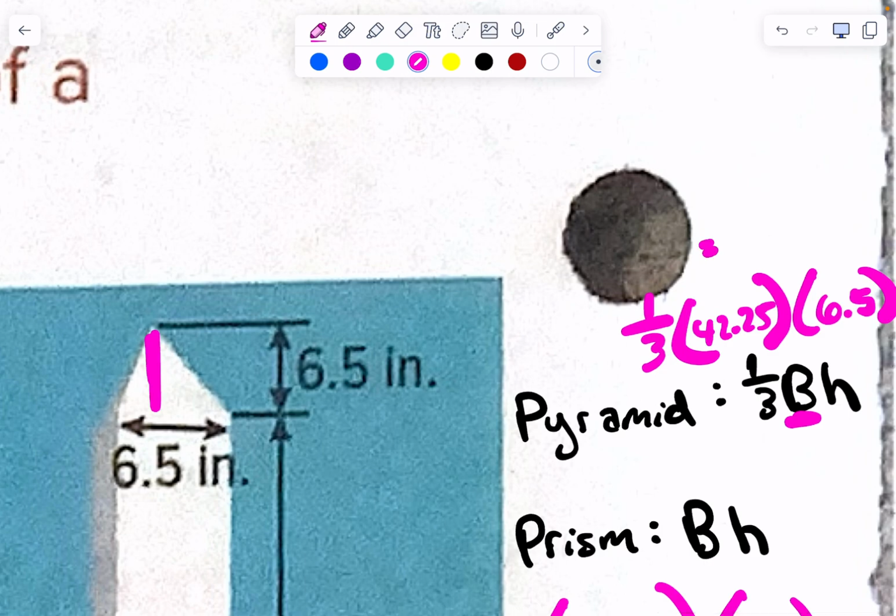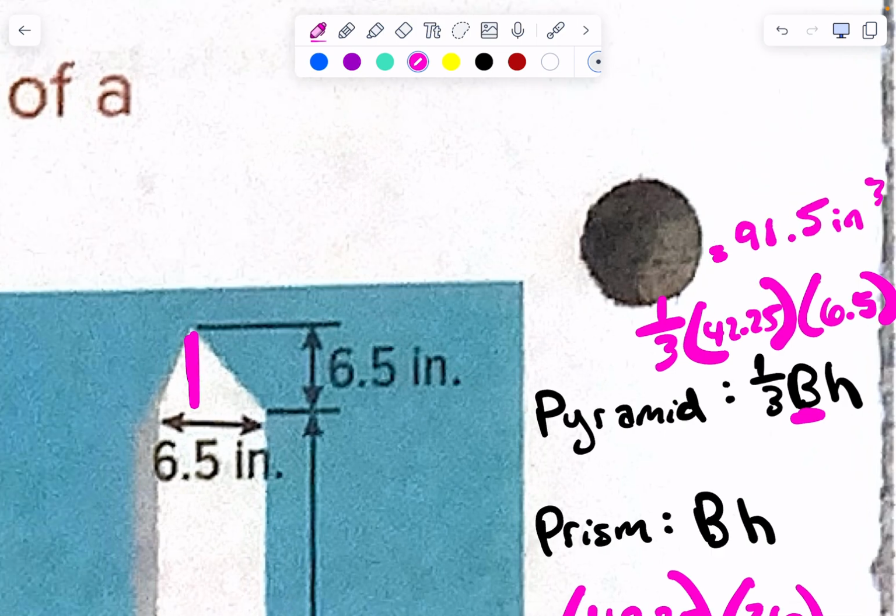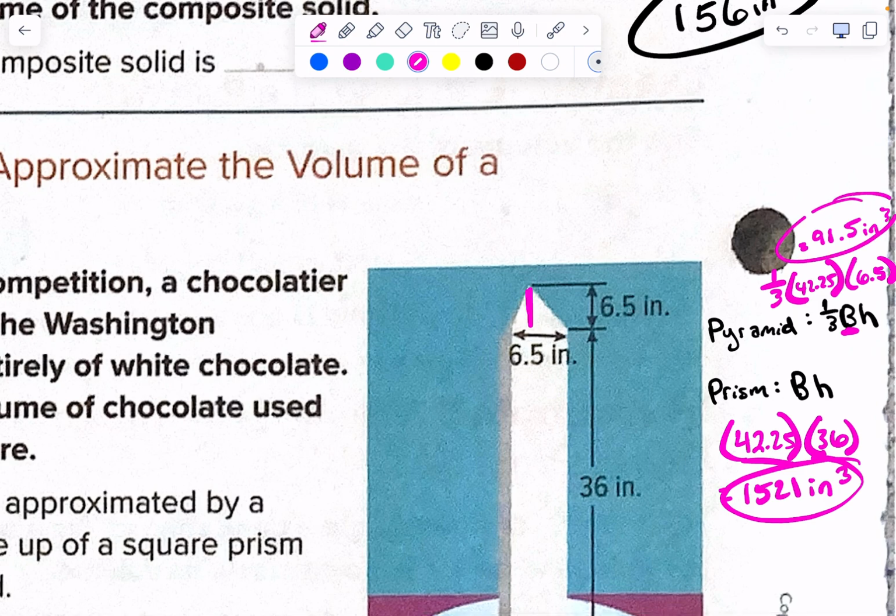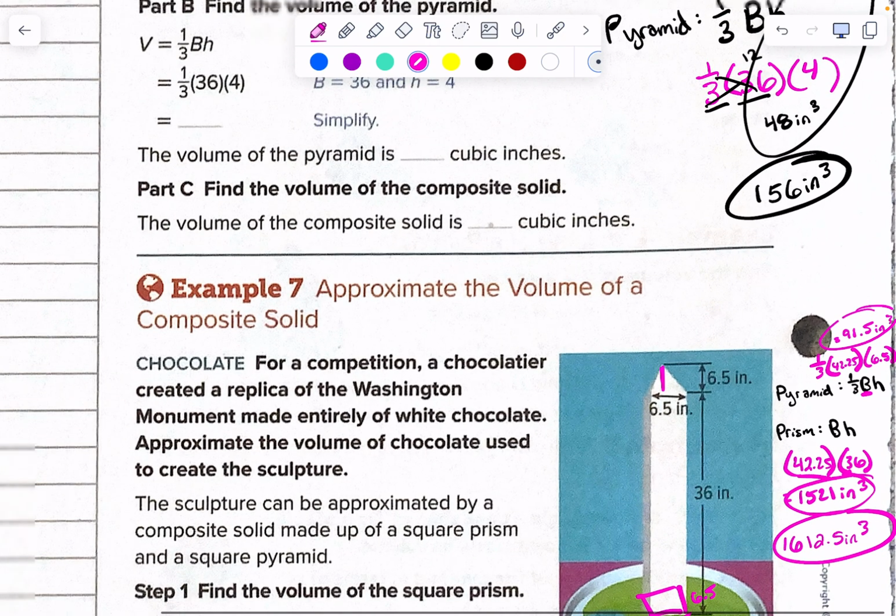An icky number? Probably. Graham, go ahead. Raymond, can you get 42.25 times 6.5 divided by 3? 91.5. Okay, and that's in inches cubed. And now we have to add those two together. So this guy plus that guy is 1612.5 inches cubed. Perfect. There you go. That's how many cubic inches of chocolate. I would love that many cubic inches of chocolate.